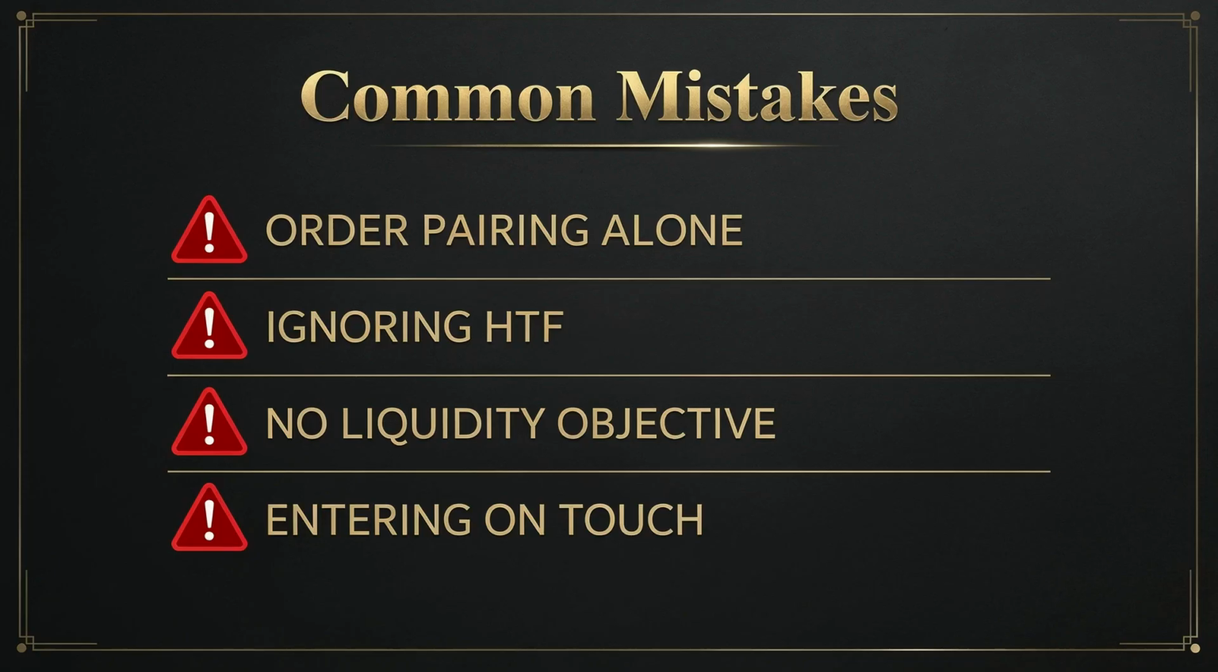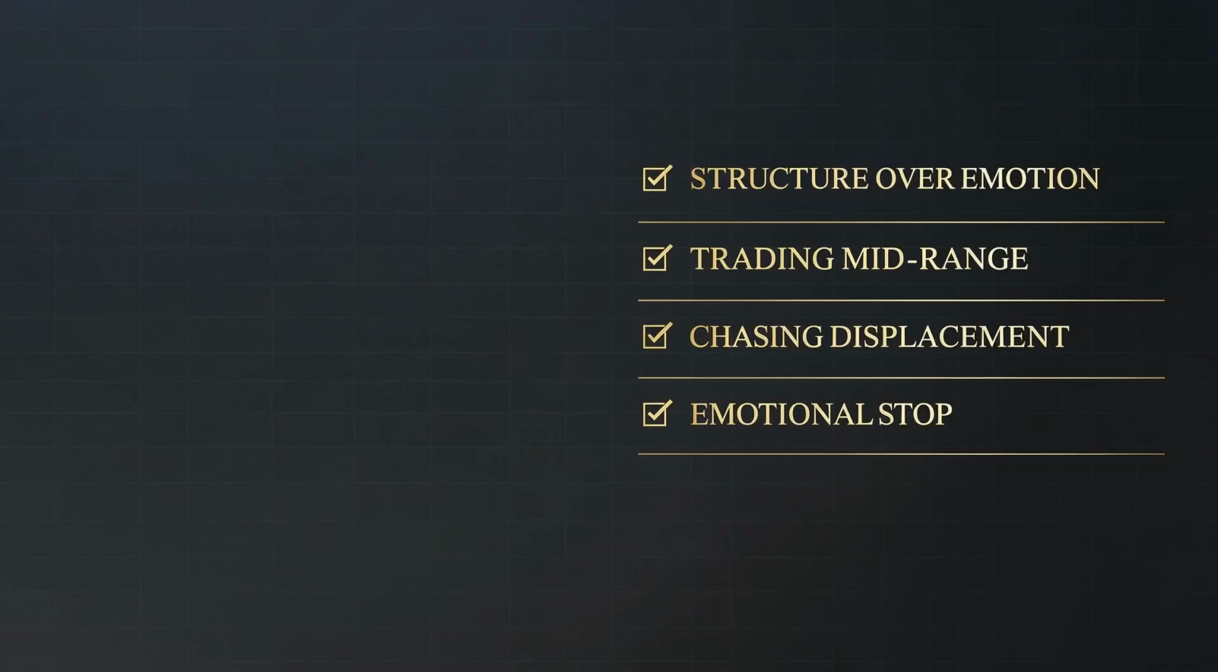Let us summarize the main mistakes traders make when using order pairing. The first mistake is treating order pairing as an automatic buy or sell signal. The second mistake is ignoring higher time frame direction. The third mistake is identifying the pattern without identifying the liquidity objective. The fourth mistake is entering at a fair value gap or order block without waiting for confirmation. The fifth mistake is taking candle patterns in the middle of a range rather than at meaningful levels. The sixth mistake is chasing price after the displacement has already occurred. And the seventh mistake is placing the stop based on emotion rather than at a technical invalidation point.